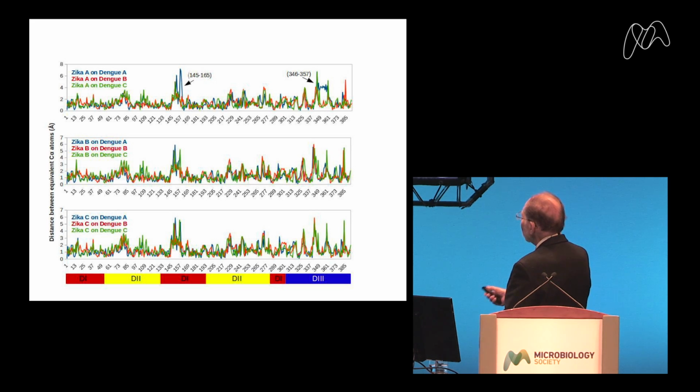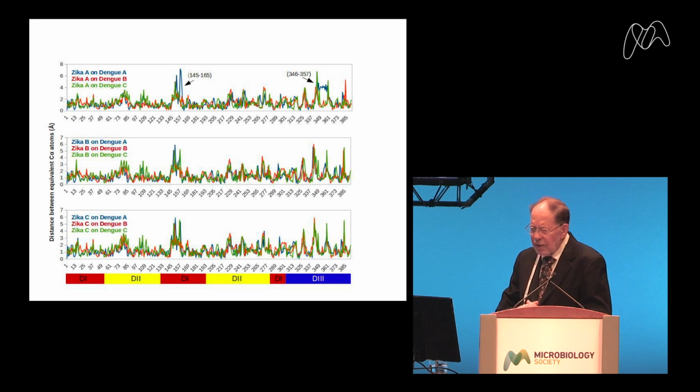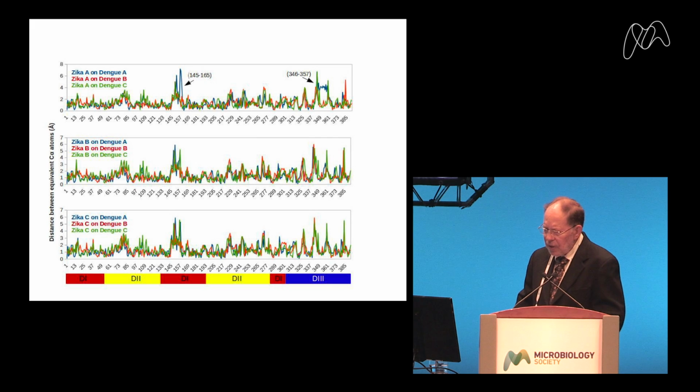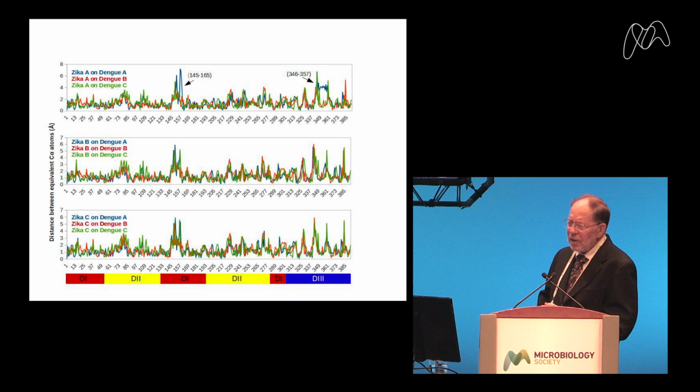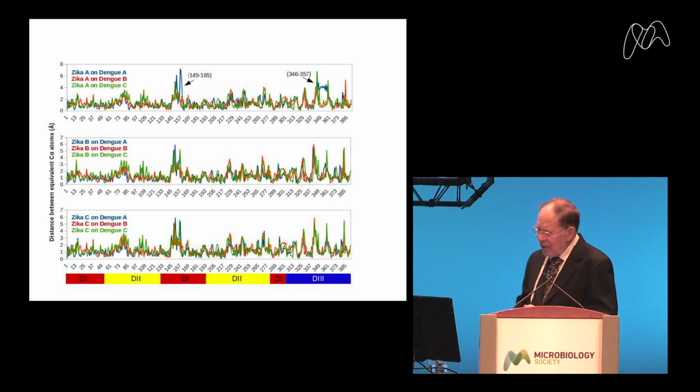No luck. So we have now to find the similarity of Zika virus and dengue virus. There are 3 independent monomers, so monomers A, B, and C. So on the top line is Zika virus monomer A compared with the 3 monomers of dengue virus, each in a different color.